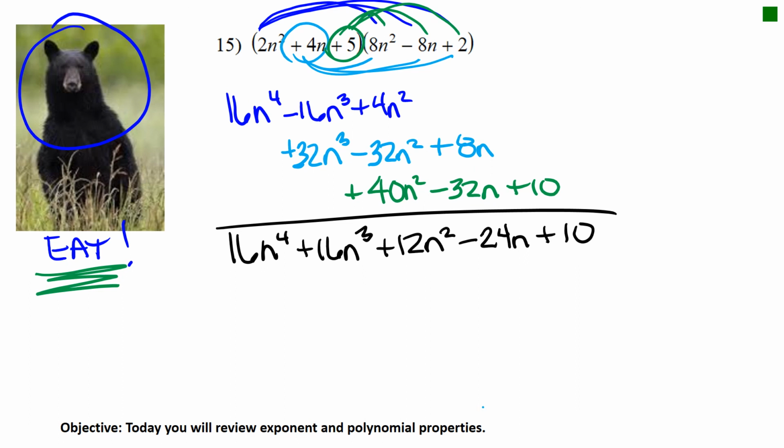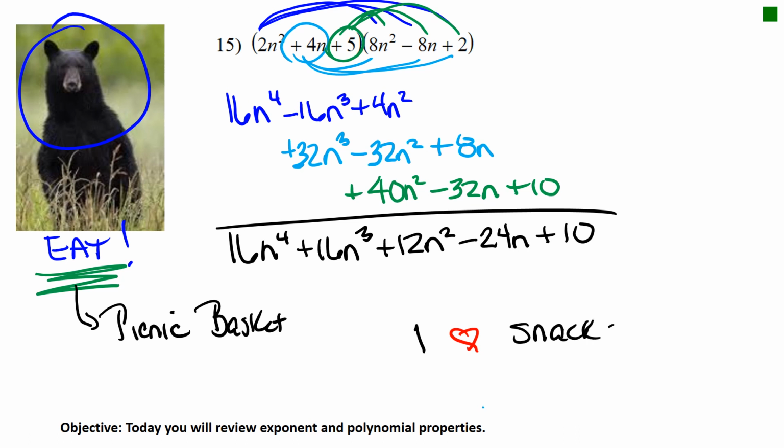Woo-hoo! We are done! Slide 13 is done. We are going to go get a picnic basket. Ask your parents about Yogi Bear and Boo Boo. Hey, Boo Boo. Okay. Go get a picnic basket, have a snack, and the secret word is I love snacks. Test next time. Be ready. See ya.